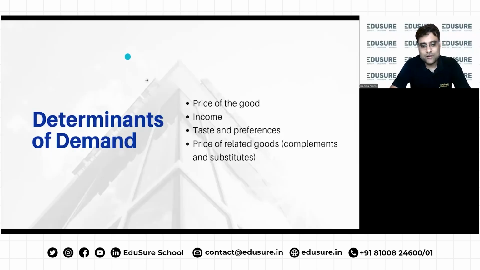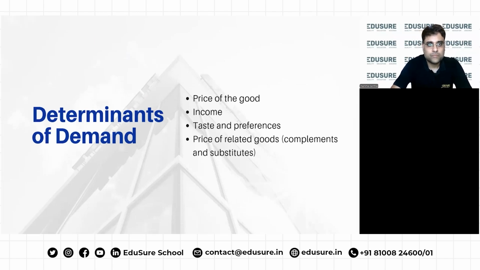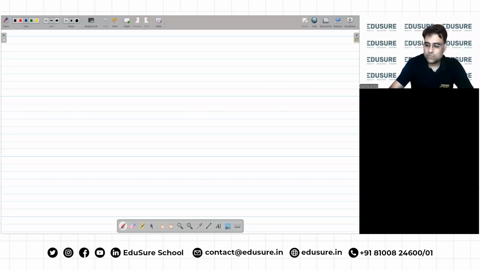Now that we have seen the determinants of demand, it's important to look at it graphically. So let's go on the whiteboard. Let's firstly talk about the first determinant, the price of the good, the most important and the first determinant.